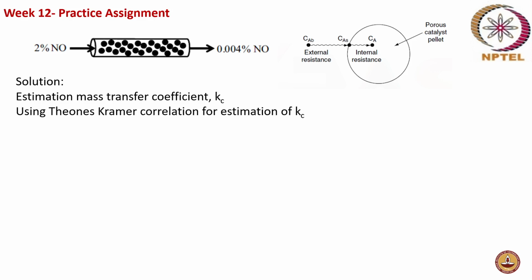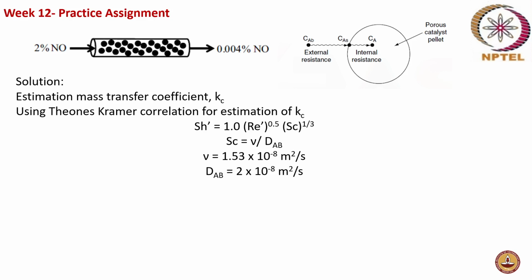So for finding out mass transport coefficient, it's a packed bed reactor, we can use the Thoenes-Kramers correlation. So Thoenes-Kramers correlation is given by modified Sherwood number is equal to 1 into modified Reynolds number power 0.5 into Schmidt number power 1 by 3. So your Schmidt number is your kinematic viscosity divided by the mass diffusivity DAB. So nu, the value is given as 1.53 into 10 power minus 8 meter square per second. DAB is also given, the diffusion coefficient 2 into 10 power minus 8. So you will end up with the Schmidt number to be 0.765.